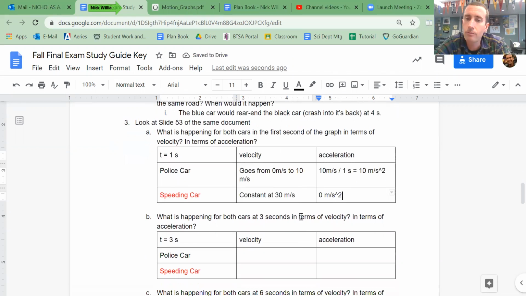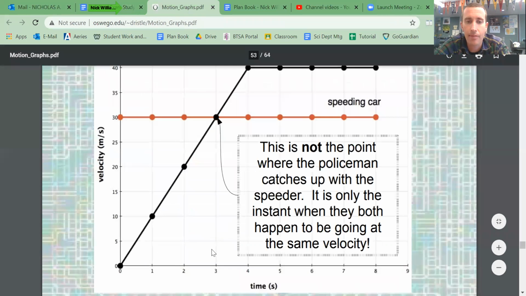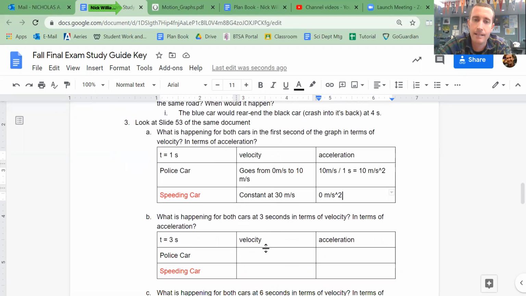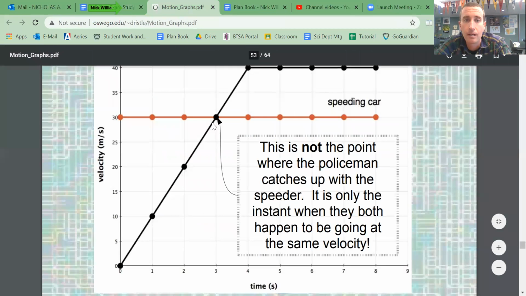Okay, at 3 seconds in terms of velocity and acceleration, let's take a look there. At 3 seconds, they both have the same velocity. They have the same point there, and that's at 30 meters per second. So I'm going to put in for velocity, it's both the same: 30 meters per second and 30 meters per second.